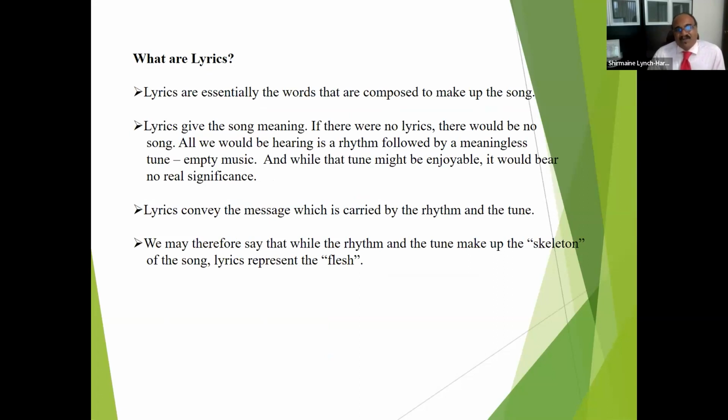Lyrics are essentially words that are composed to make up the song. Lyrics give the song meaning. Now, your song must have meaning. Your song cannot be ad hoc, all right? It must have a definition. It must have some substance to it.